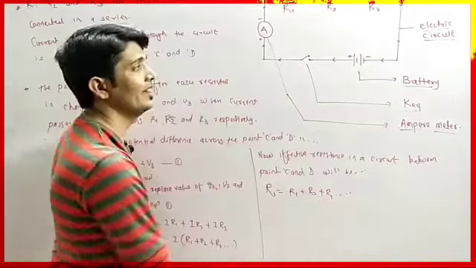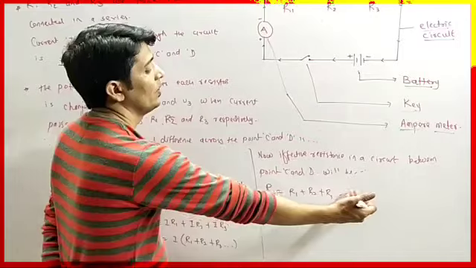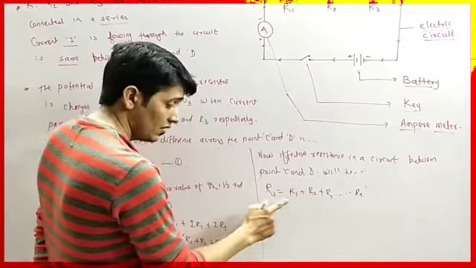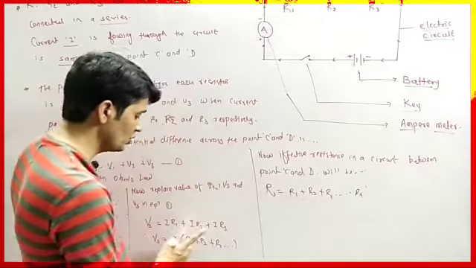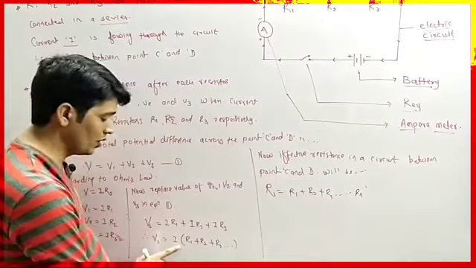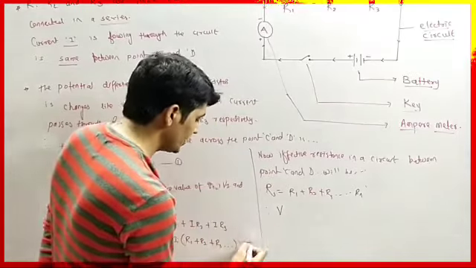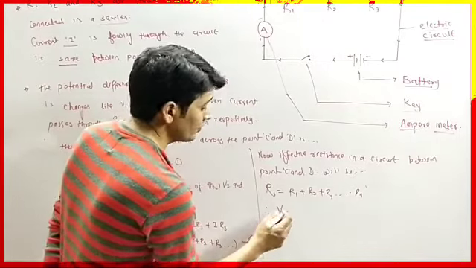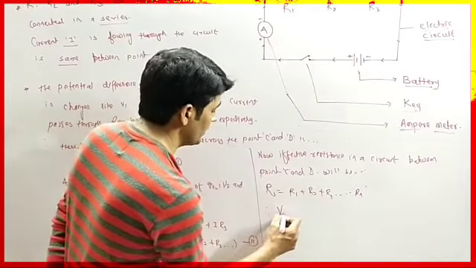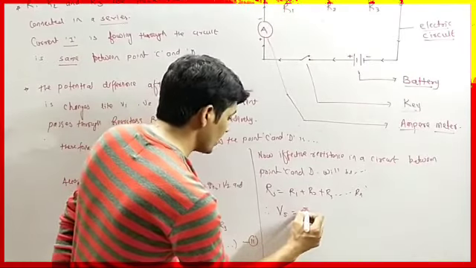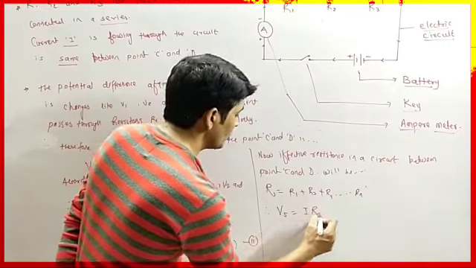If we take n number of resistances, we can write here Rn. See here we have R1, R2, R3 equals Rs. Therefore we have to replace the value here. This is equation number 2. Therefore equation number 2 becomes Vs equals I into Rs.